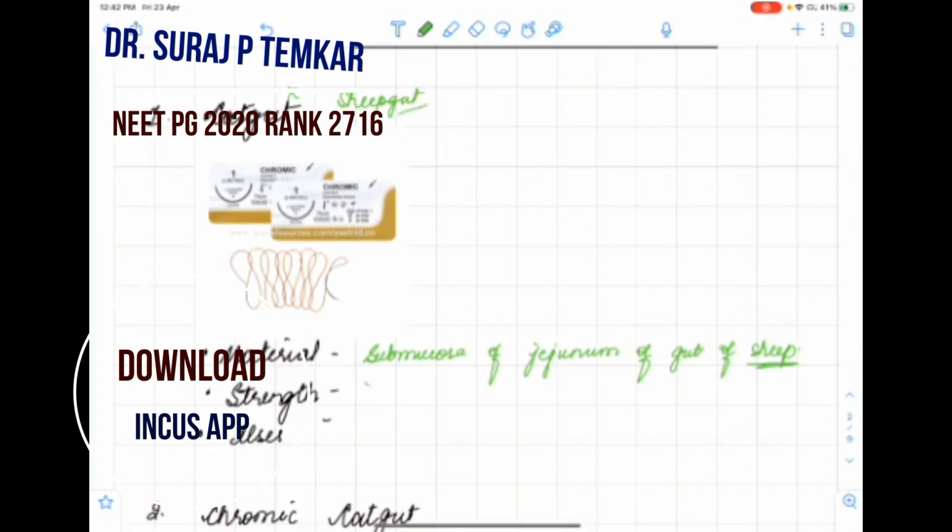The strength remains for 7 days on average, and it's no longer used mainly for two reasons. First, because of its short duration of stay in the body, and secondly because it causes reactions. Why? Because it's organic material, and organic materials are prone to reactions in our body.